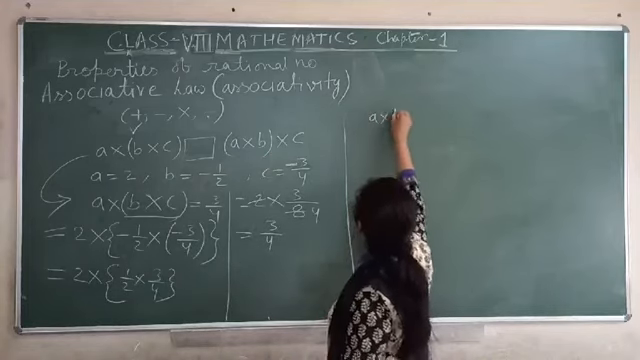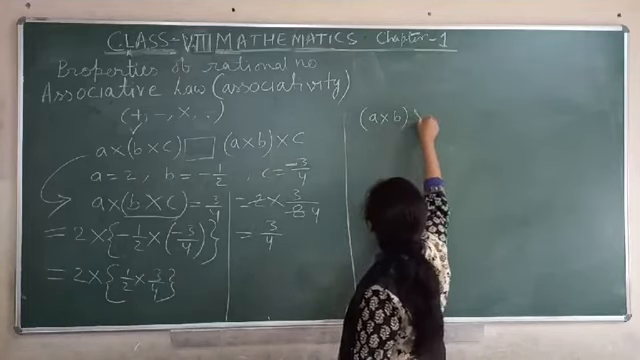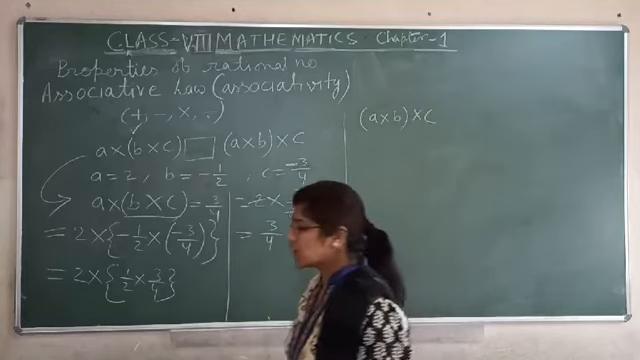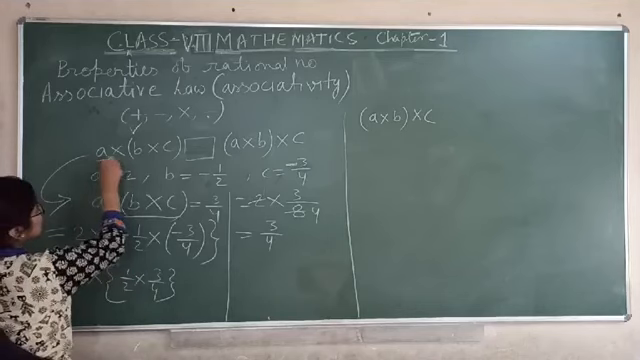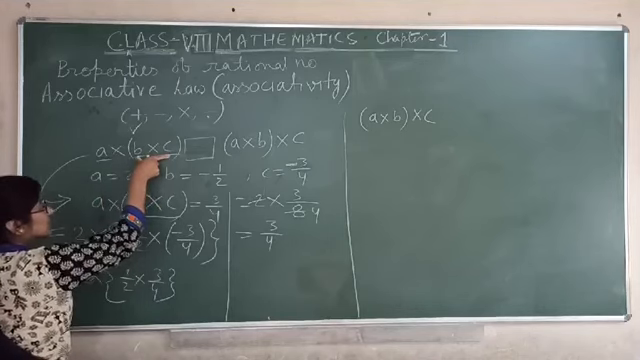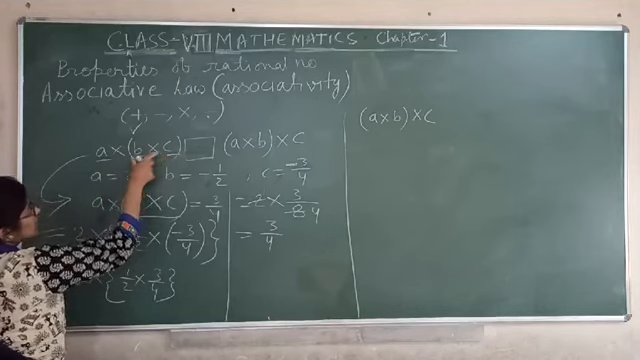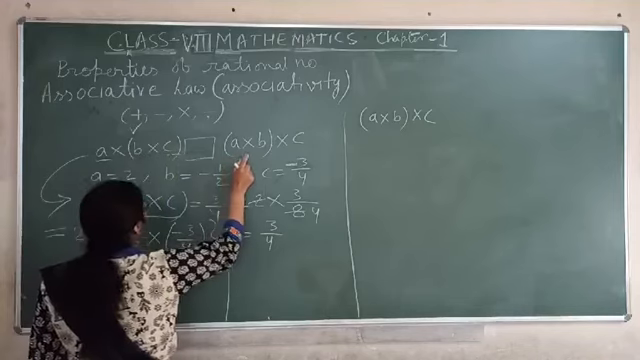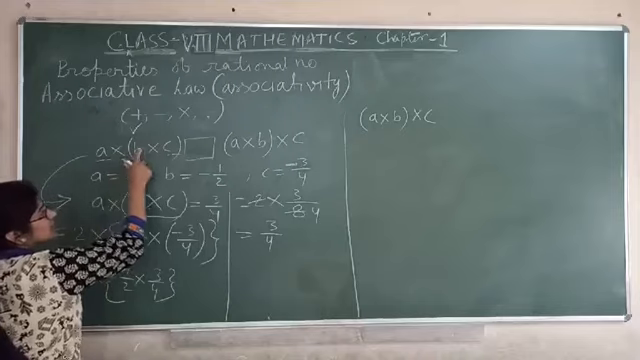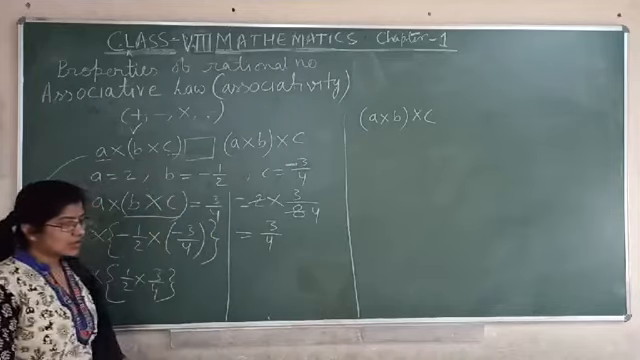Let's check for this part, A into B within bracket into C. What do you do in the associative law? You have 3 rational numbers. So first you have to take any 2 together. You can take this and this together, and in the next one you take this and this together, as I have taken here. Okay.